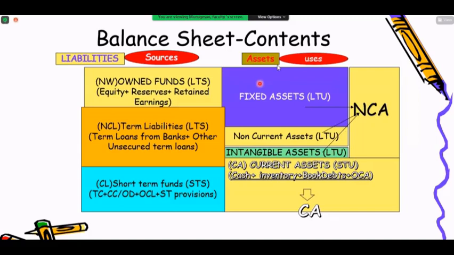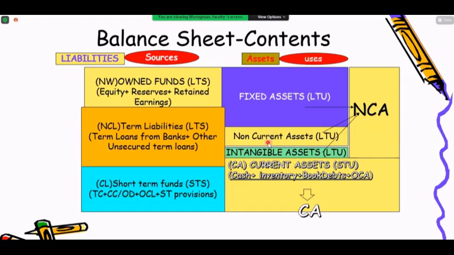But the NCA, meaning all other assets, also has three categories. The fixed assets, that is the land and building, furniture and fittings, plant and machinery, other moulds, infrastructure. These are all fixed assets, also called physical assets, also called tangible assets. You can see these assets physically.